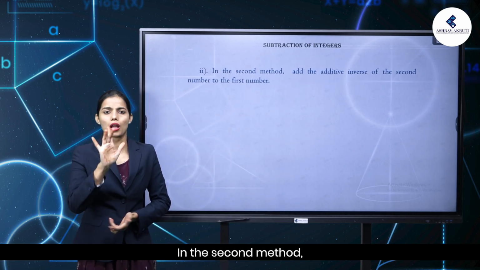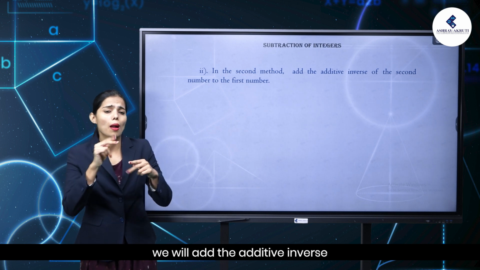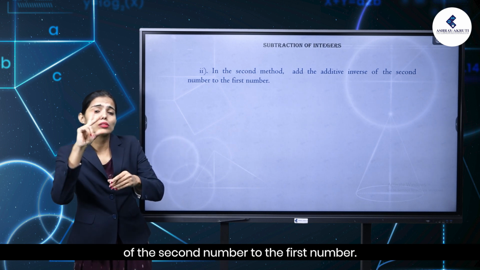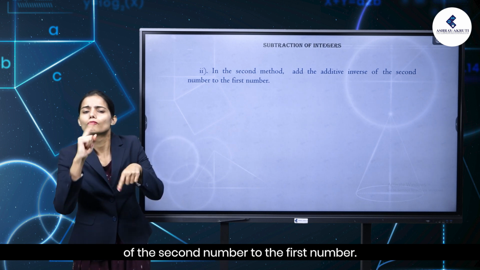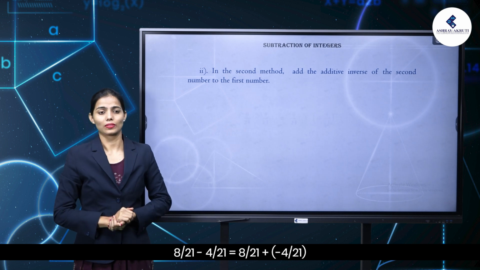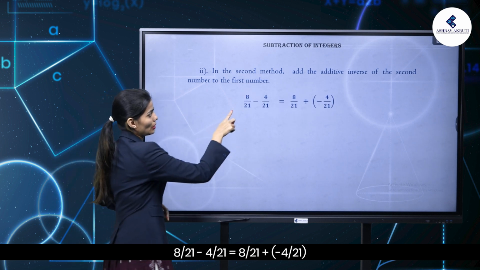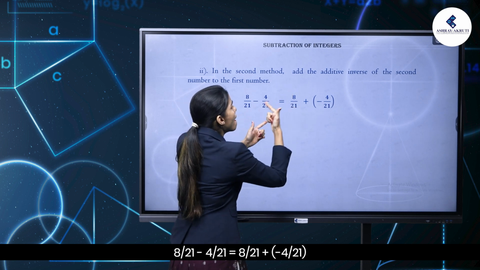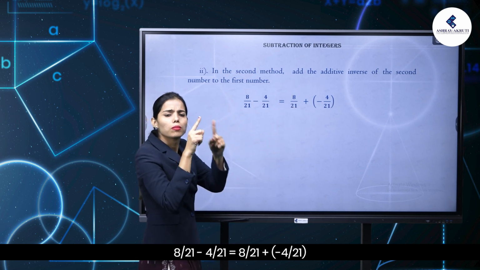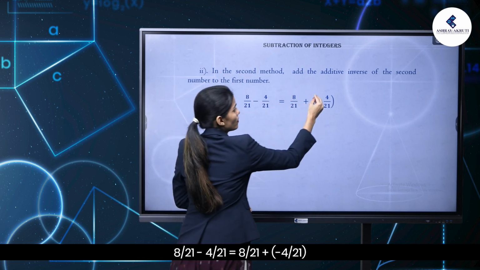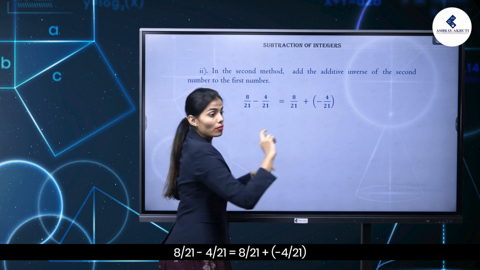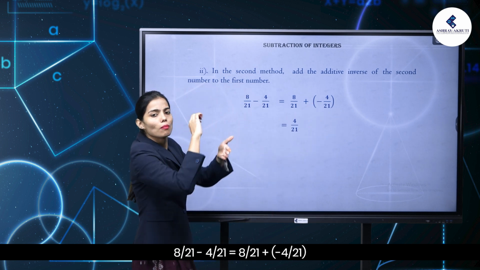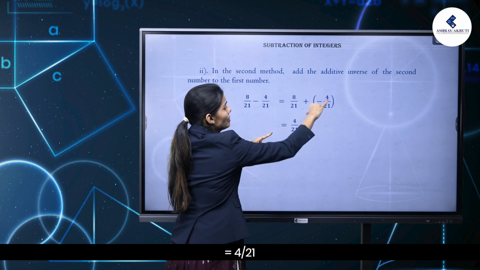In the second method, we will add the additive inverse of the second number to the first number. 8/21 minus 4/21 is equal to 8/21 plus minus 4/21, which is equal to 4/21.